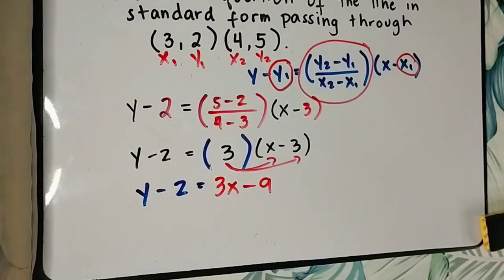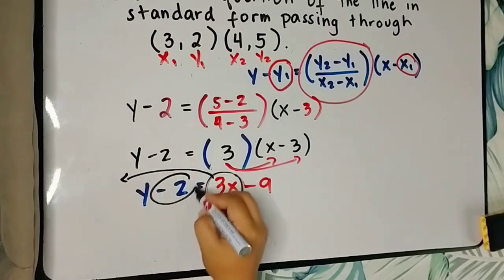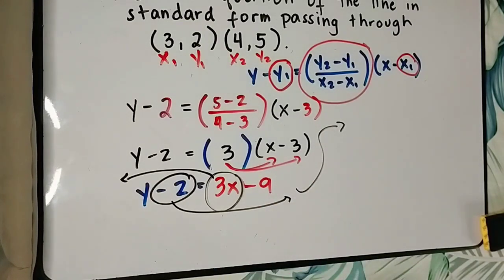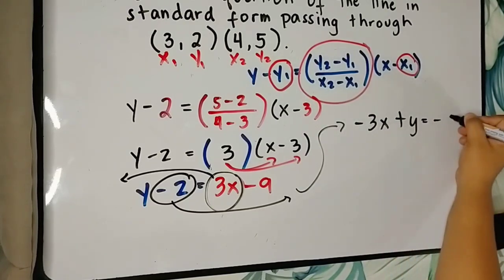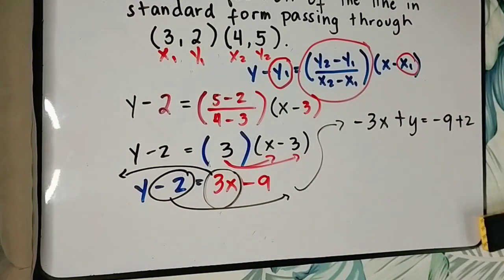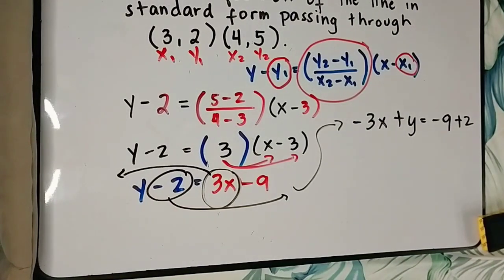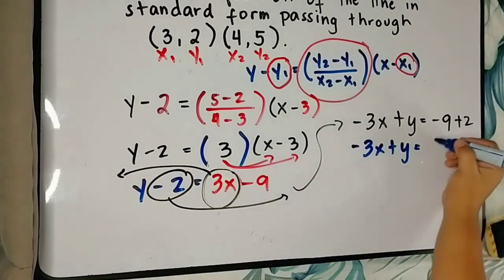Okay, and we're going to transpose 3x on the left side of the equation and negative 2 on the right side of the equation. Therefore, if we transpose 3x, it will become negative 3x. Then copy plus y equals negative 9. And again, since we transpose negative 2, it will become positive 2. So combine negative 9 and positive 2, since they have different signs, so subtract, then copy the sign with the higher value. So we have here copy 3x plus y equals negative 9 plus 2, that is equal to negative 7.